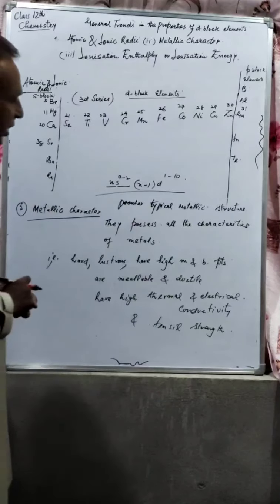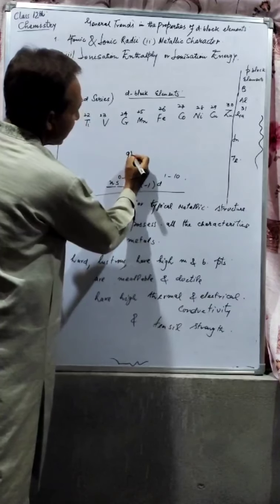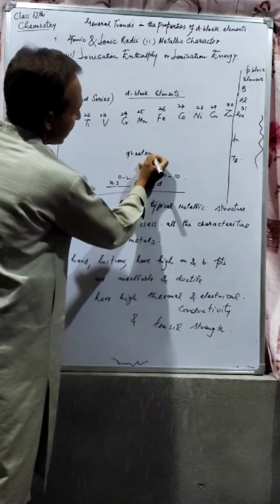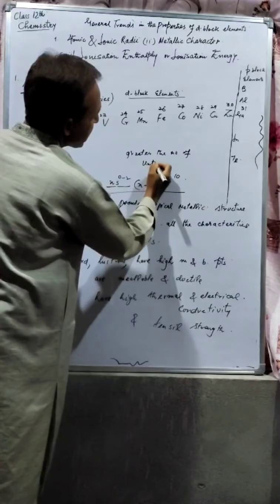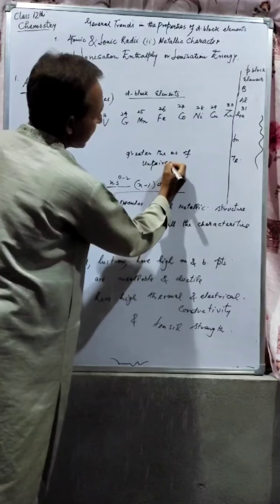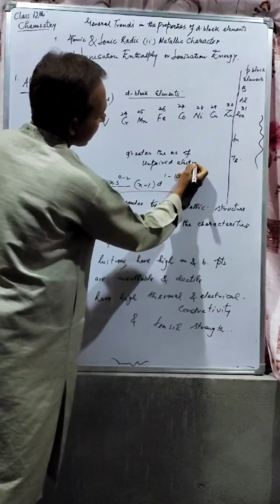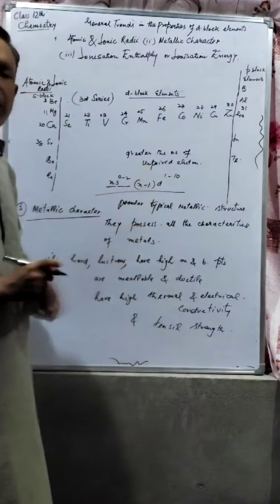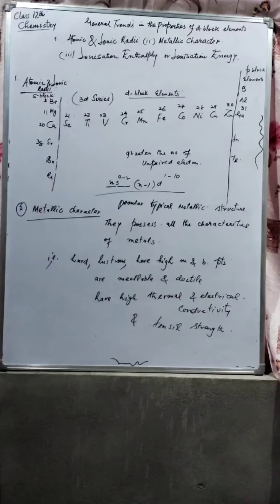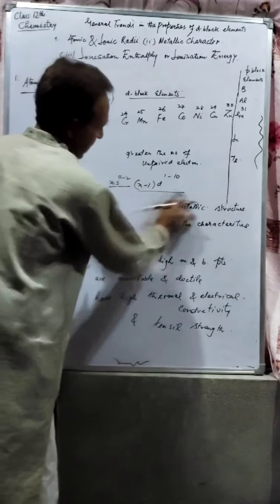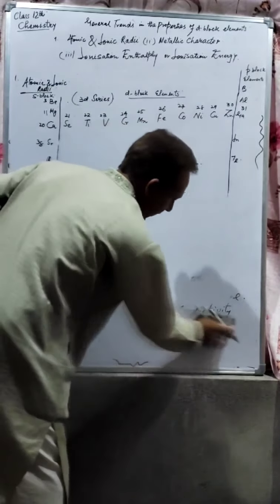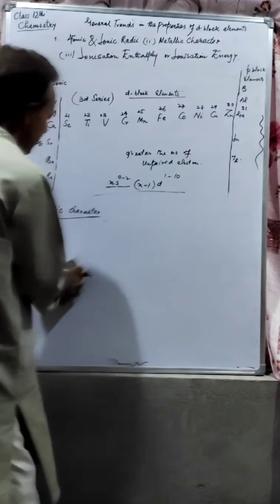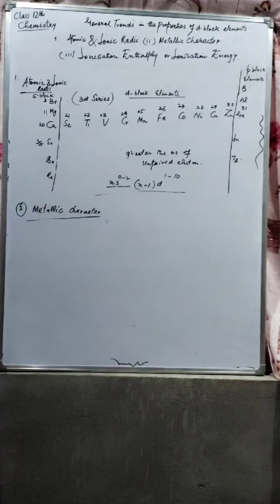And the greater the number of unpaired electrons in the d subshell, the stronger is the bonding, and the stronger are the transition metals.